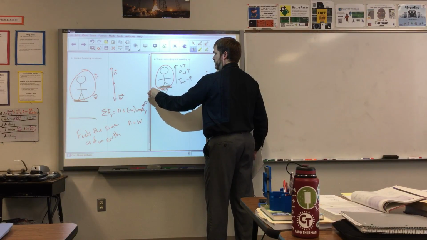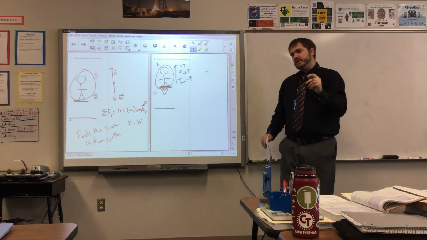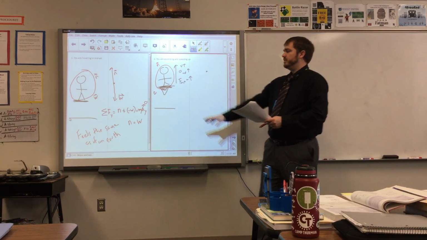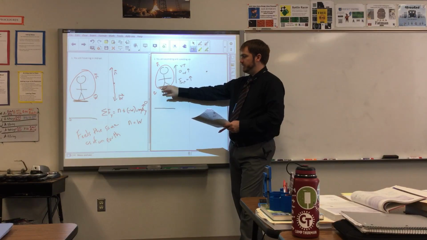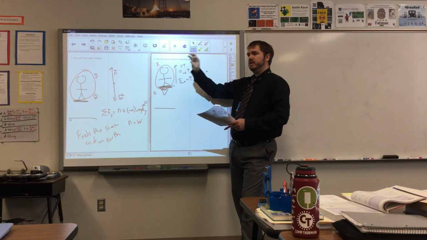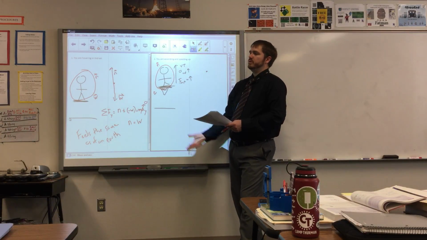Still just weight and normal. Now, what if someone said, well, isn't there also thrust? It's not acting on you, it's acting on the board. That is correct. The thrust is acting on the board. If we think about just what's coming in contact with you, it's the weight force due to gravity and the normal force of the board.